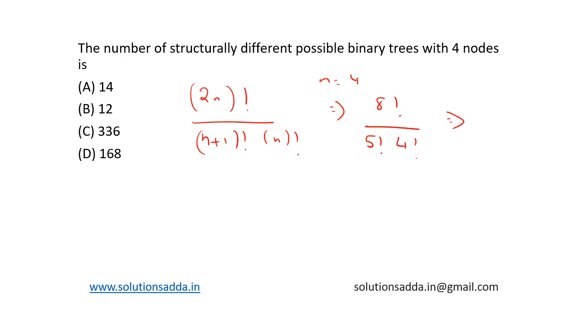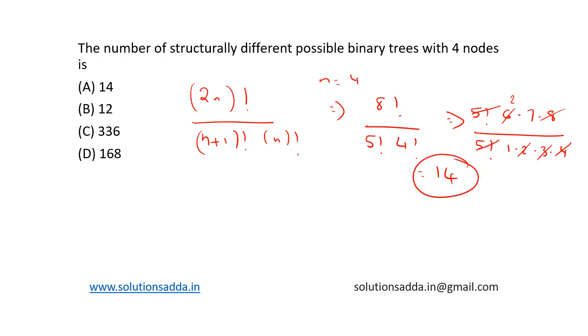We can rewrite it as 5 factorial into 6 into 7 into 8 divided by 5 factorial into 1 into 2 into 3 into 4. Cutting 5 factorial and 5 factorial, we can cut 8 and 3 with 2. So we have 14. So the correct answer is option A, 14.